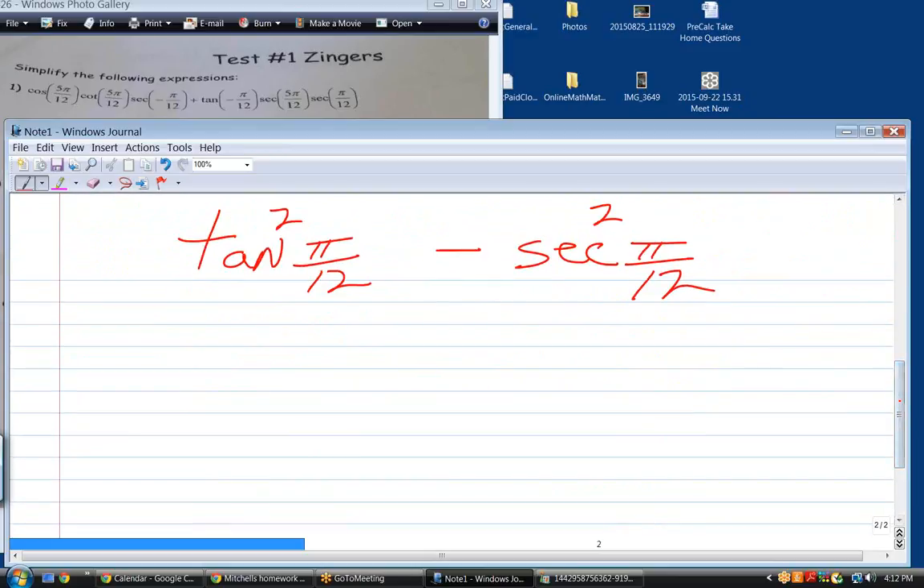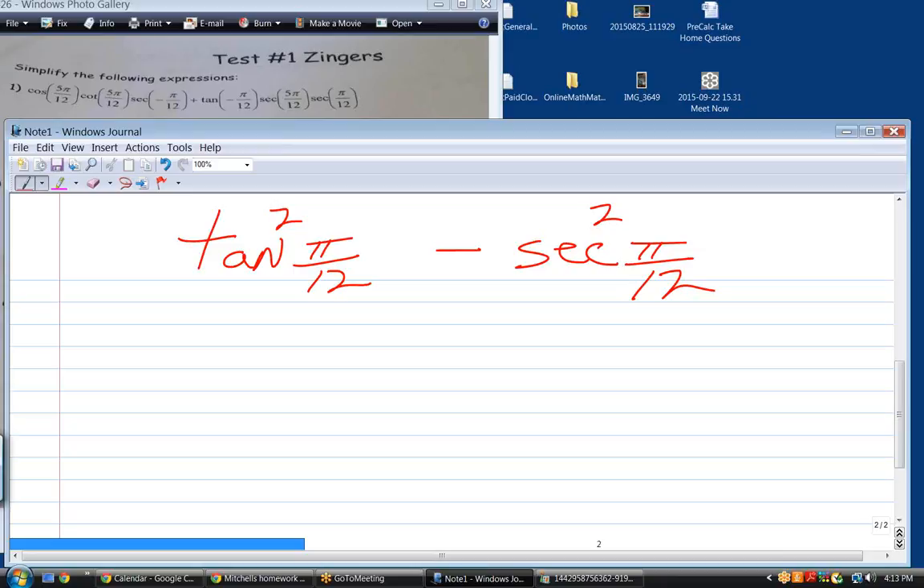That's really funny, because when I did this problem 30 minutes ago, I came up with tangent squared minus secant. And I said to my student, I suspect I have made a mathematical error, because I'm expecting to come up with tangent squared minus secant squared. Why?